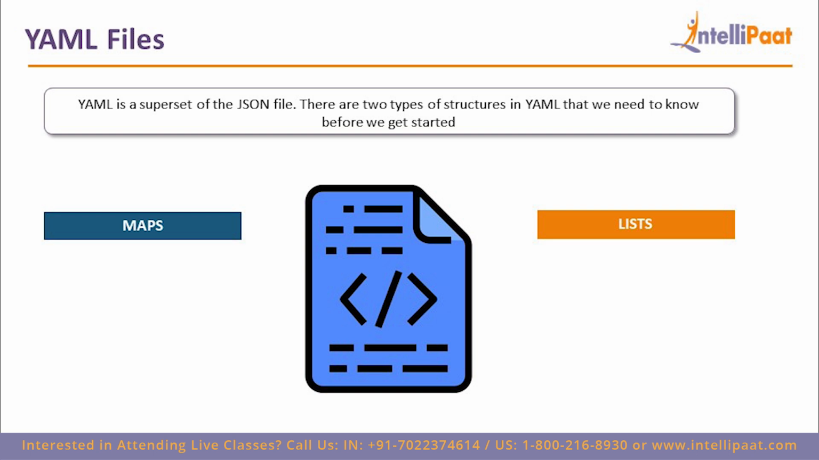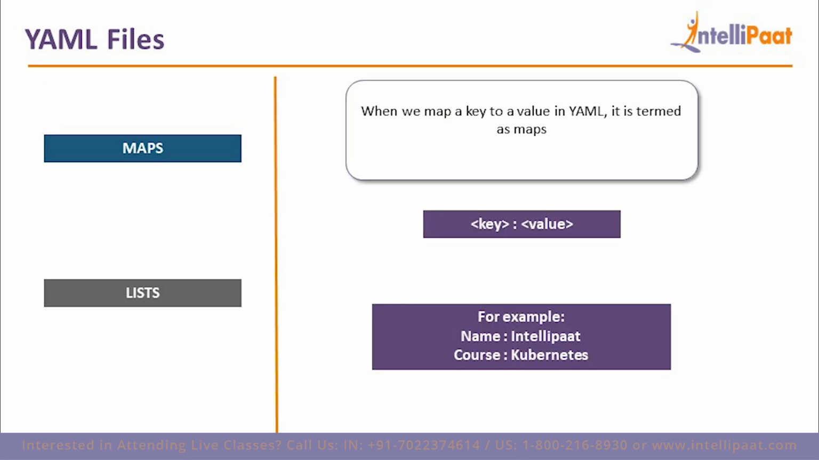There are two types of structure inside the YAML that you need to know. First is maps and second is the list. These are the two kinds of structures you need to know about, because that is how you define things. When we map a key to a value in YAML, it is termed a map. If you have a key value pair, like name: Intellipaat, course: Kubernetes, this is called mapping, where you have a key and a value. So you map your name as Intellipaat.